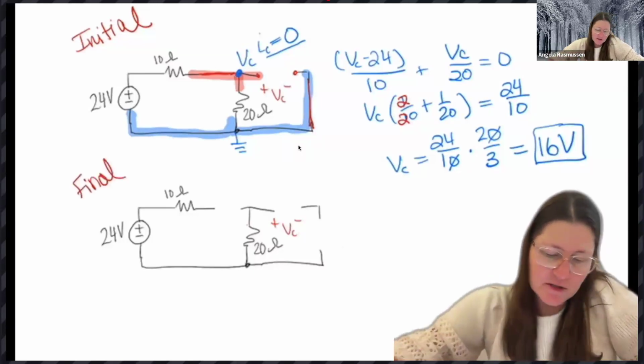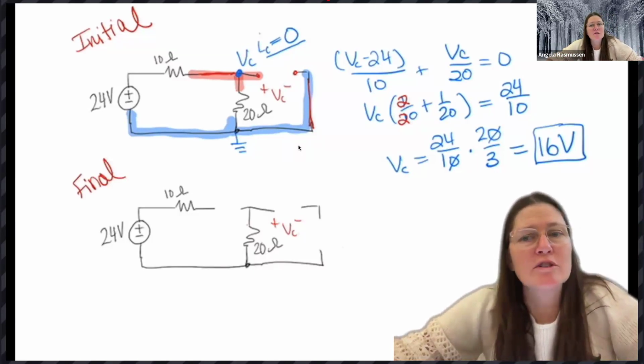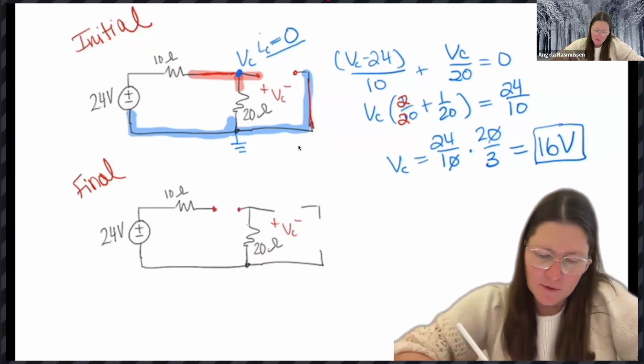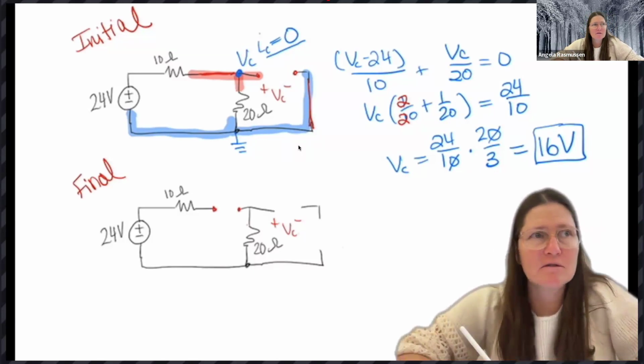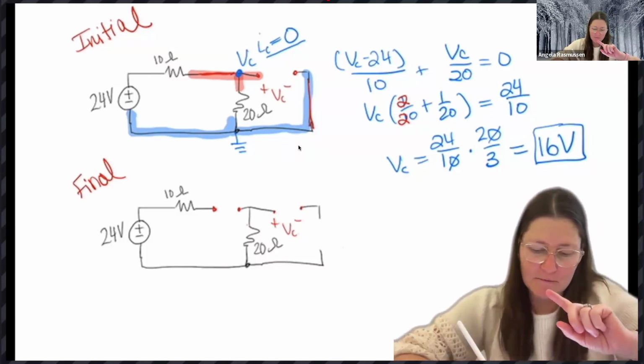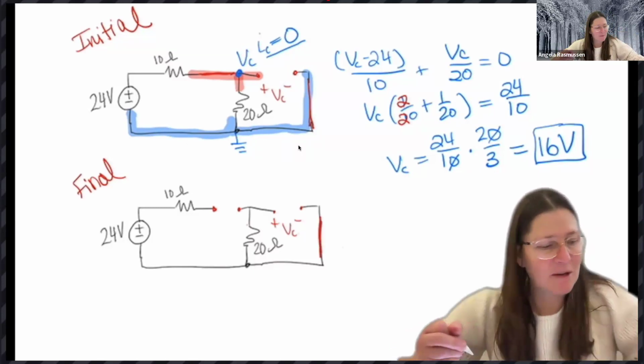Leave out the switch, leave out the inductor and capacitor. Now determine what the switch position is. So where's it going to be now? Correct, open. And what do we do with the capacitor? Correct, open. And the inductor? The inductor becomes a short.